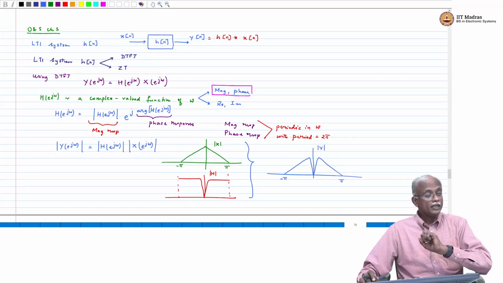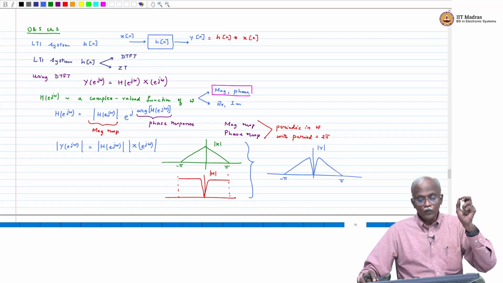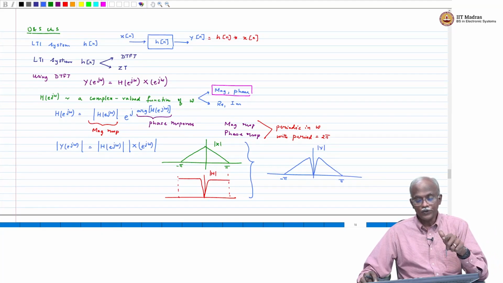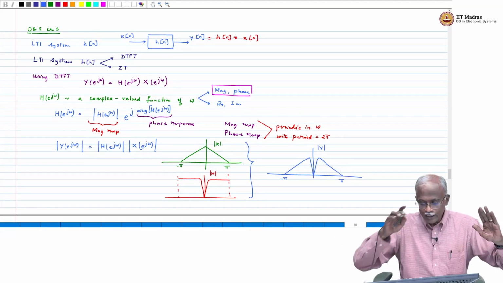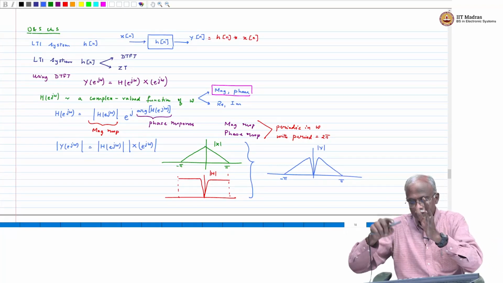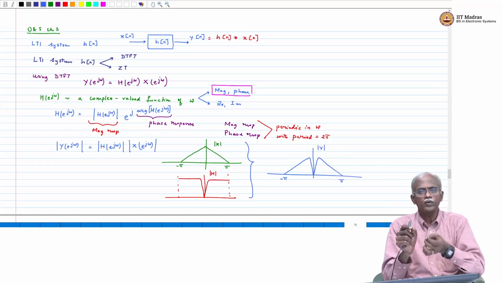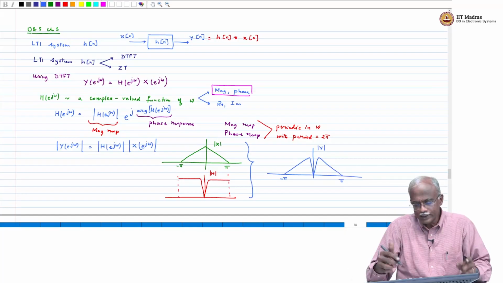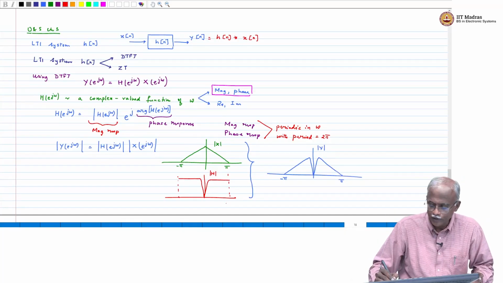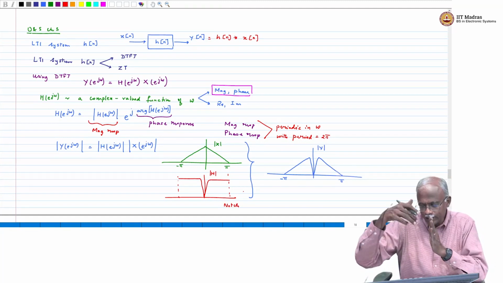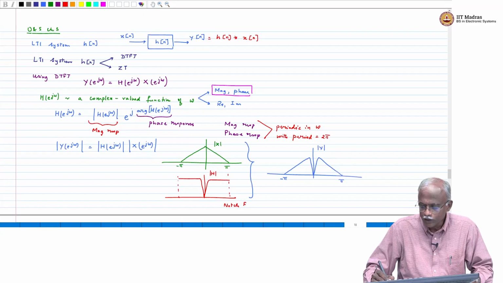So, actually this is a very practical example. If you want to remove the DC component in a signal, what do you do? You take the input signal and pass it through a filter, which is basically a band stop filter with a very narrow stop band. Therefore, this is actually called a notch filter. It's a type of band stop filter, it stops only the 0 frequency. This is a notch filter.